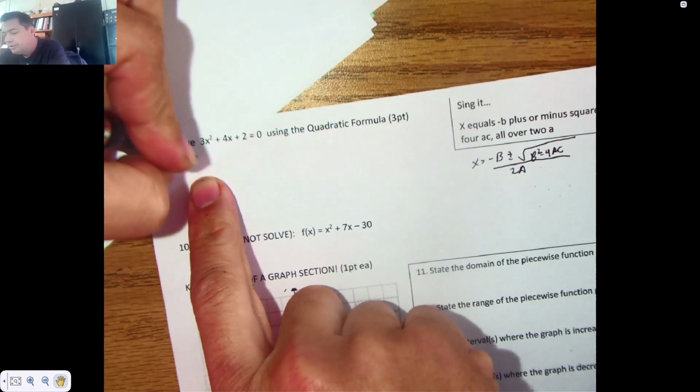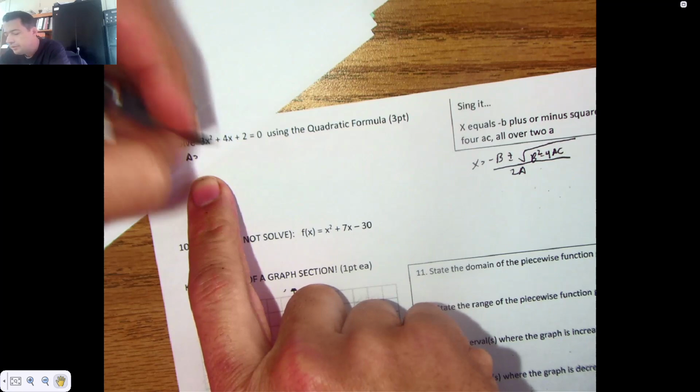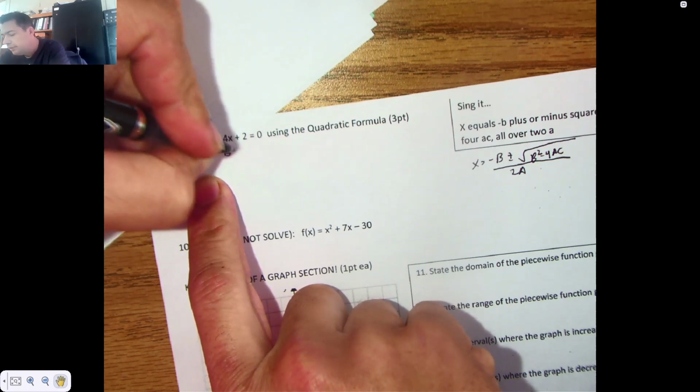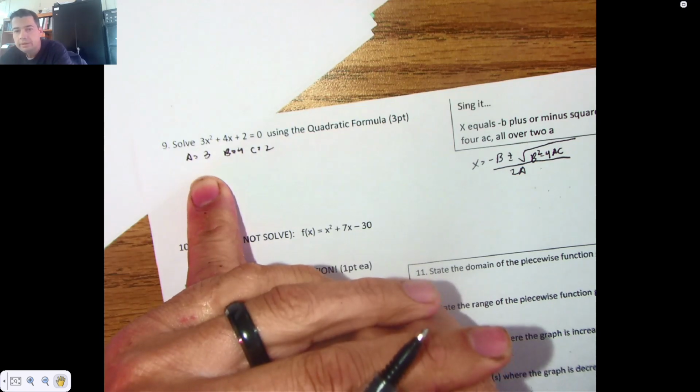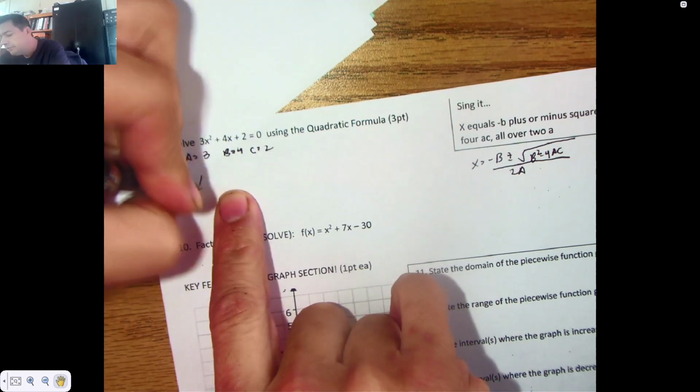I did have one kid who said a was like 3x squared. A is not 3x squared. A is 3. B is 4. C is 2. Notice the lineup. All right. Plug in your little formula.